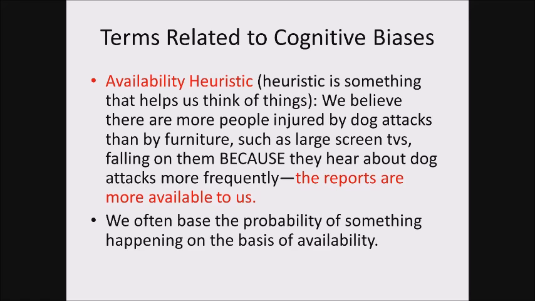We believed that because we heard those reports so frequently, even though the number of shark attacks is very, very small. I heard a speaker say that people being injured by pieces of furniture falling on them, such as large screen TVs, is a much more frequent occurrence than people being attacked by dogs, but we hear more about the dog attacks. So that shapes our belief of the probability of something occurring. What reports have we heard most recently and most frequently?